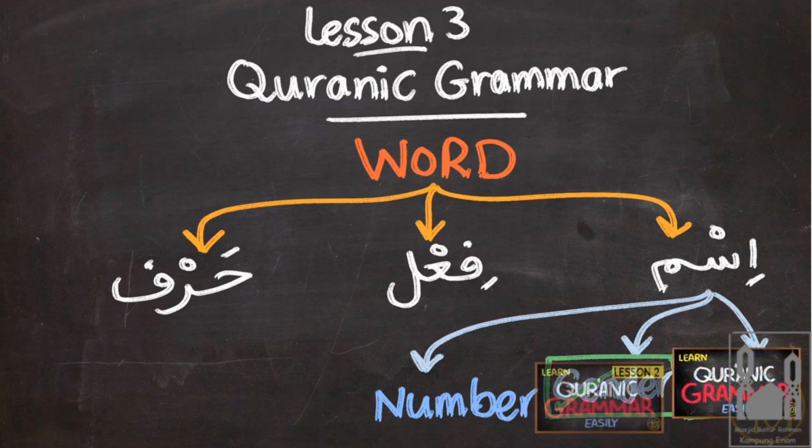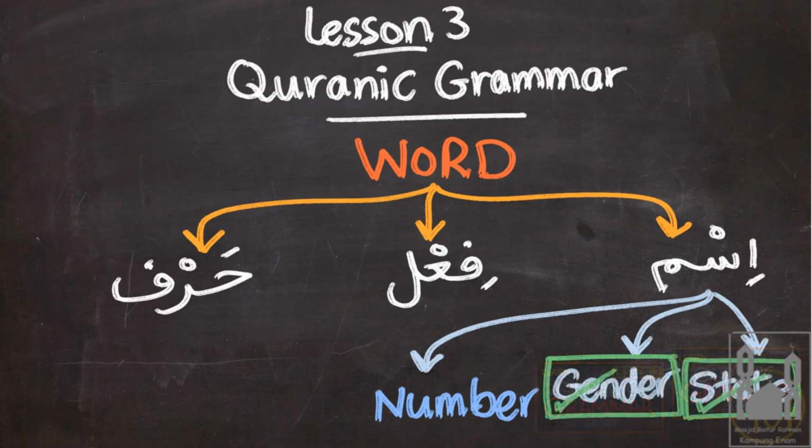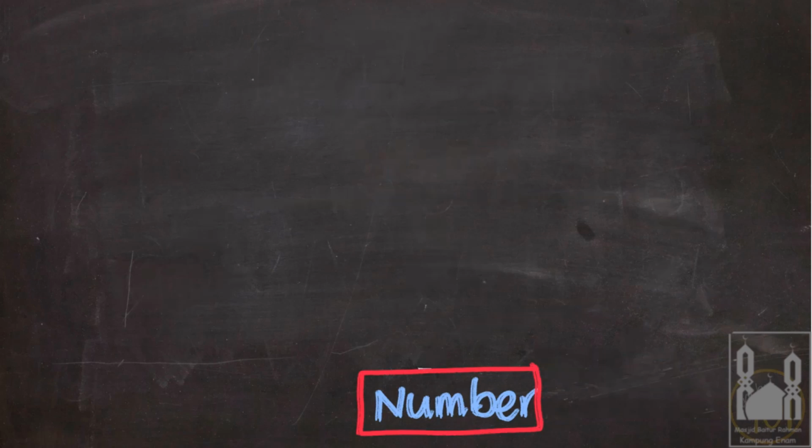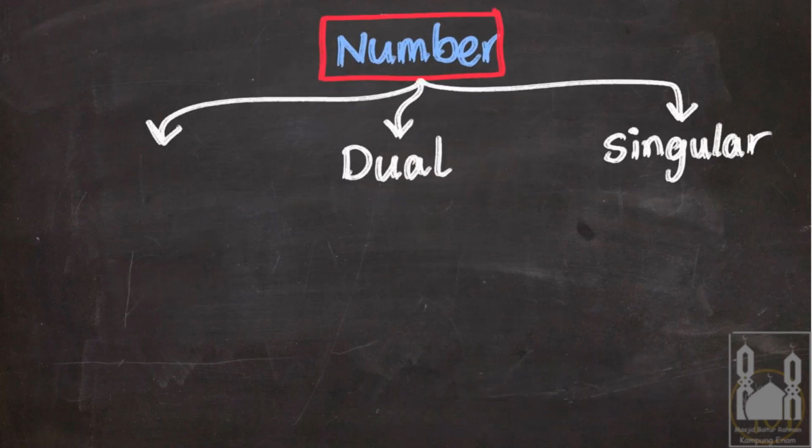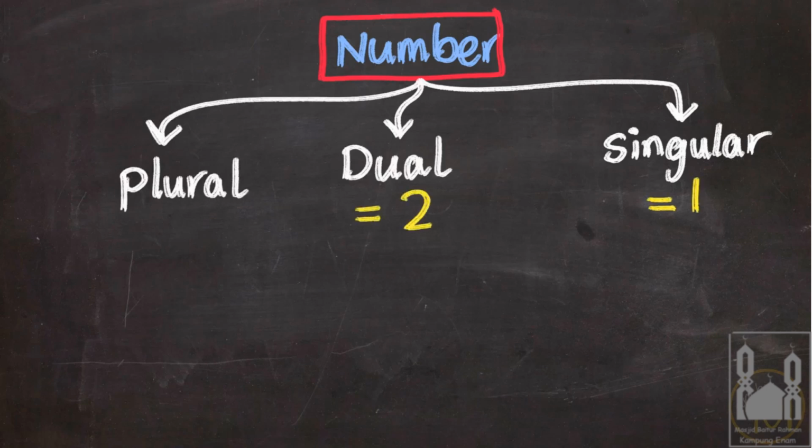Make sure to check out these two lessons before proceeding, since understanding today's lesson will be dependent on the previous two lessons. And today we're going to talk about the third and final topic related to the Arabic ism, which is the number of the noun. So let's get started. Nouns in Arabic can be singular, dual, or plural. Singular if it is one, dual if it is two, and more than two will be plural.